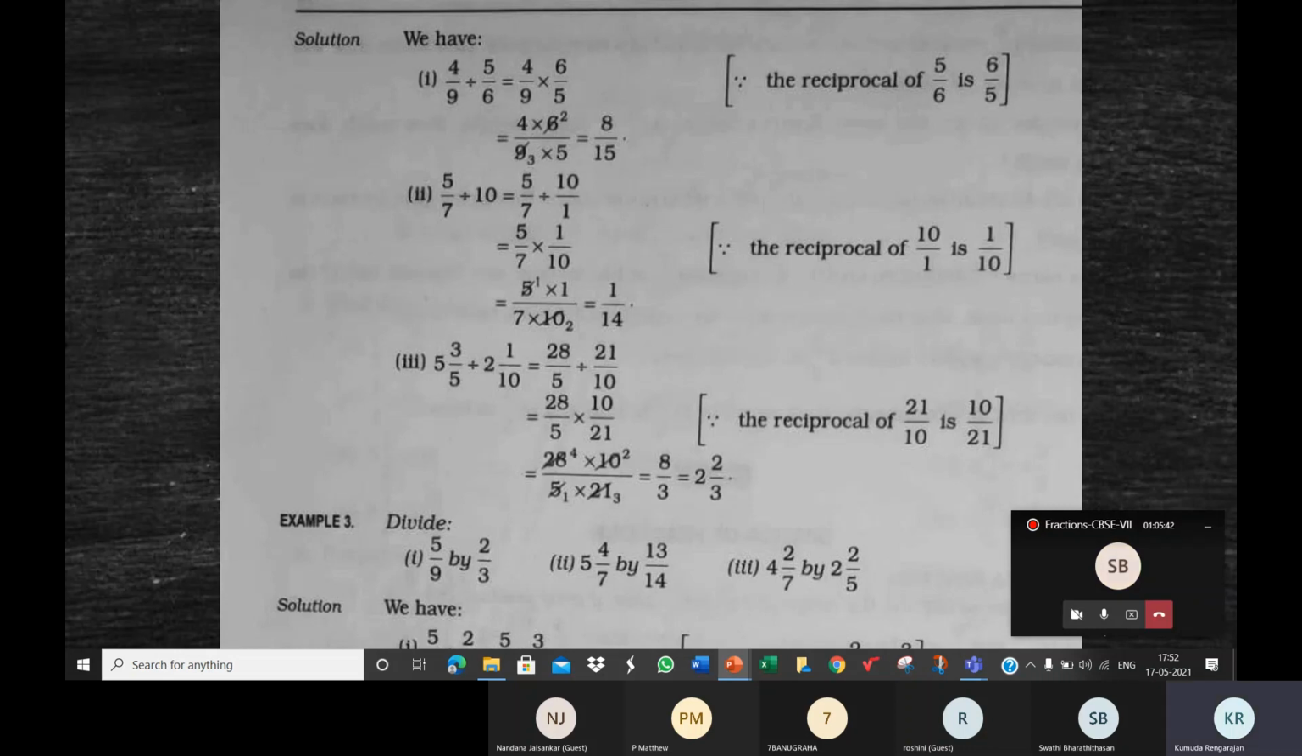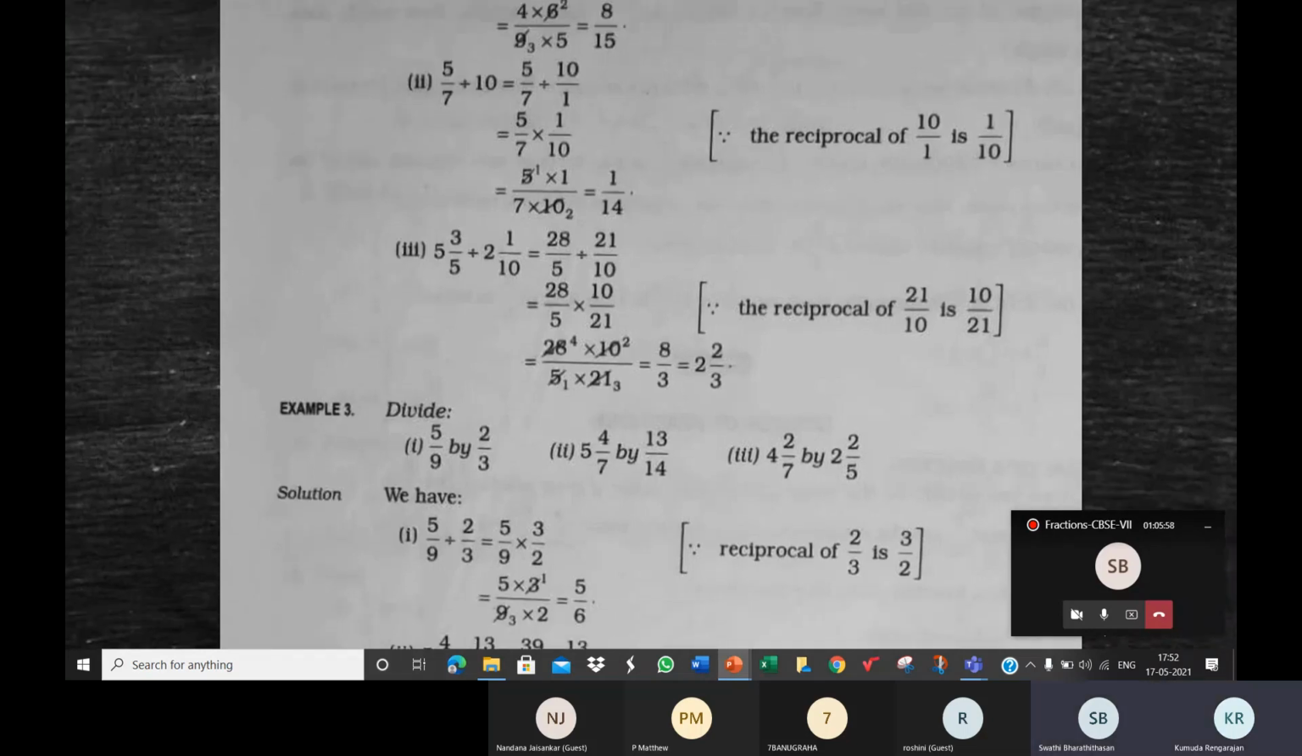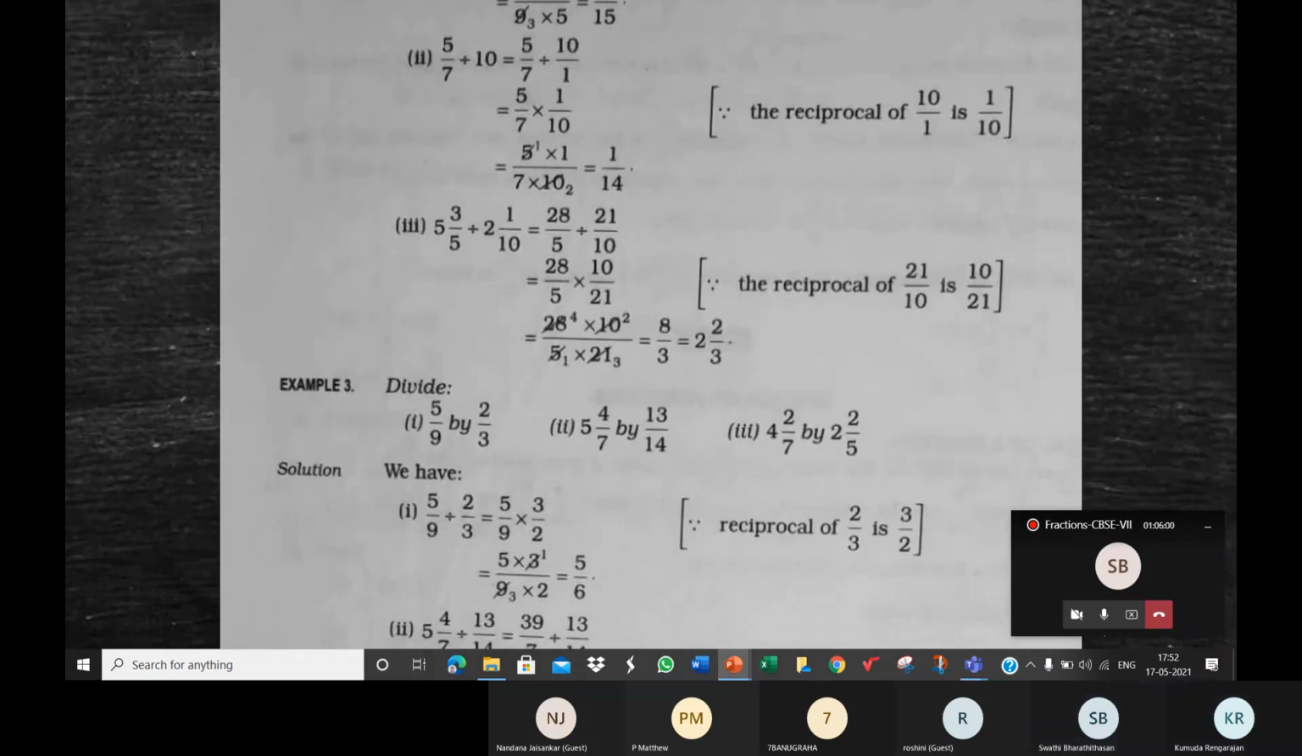Yes, children, what's the answer for the first one? I want the final answer. Yes, ma'am. For the first one, it's 5 by 6. See the steps, all of you. 5 by 6. Have you got it, all of you? Yes, ma'am. See there. Division becomes multiplication. 2 by 3 is written as 3 by 2.